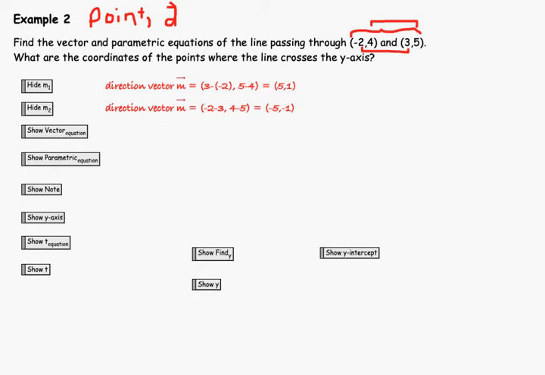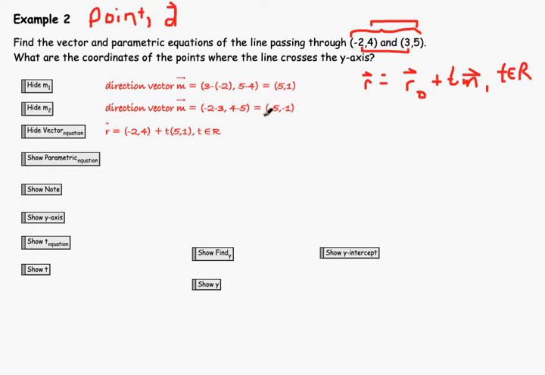Now remember our vector equation of the line. How does it work? r is equal to the vector for my point plus t times my direction vector for my line. And then I have to note that t is any real number. So let's see what that's going to look like. So I have two possibilities for points, right? I could choose negative 2, 4, which I've used, or I could also use 3, 5 here. So I do have choices here. Plus t times 5, 1, and I've noted that t is any real number.